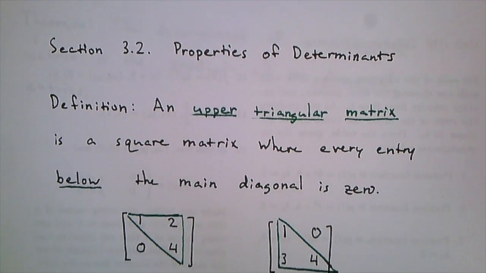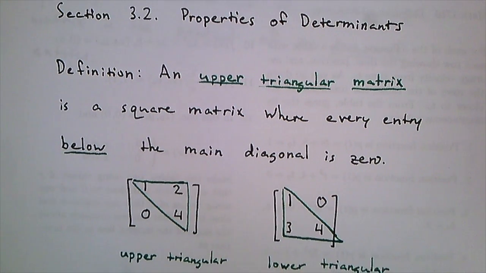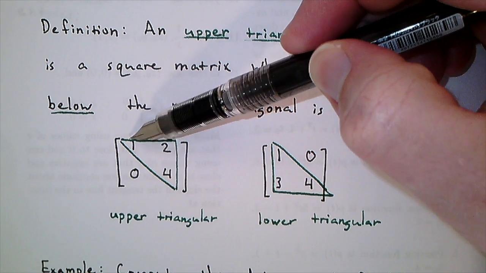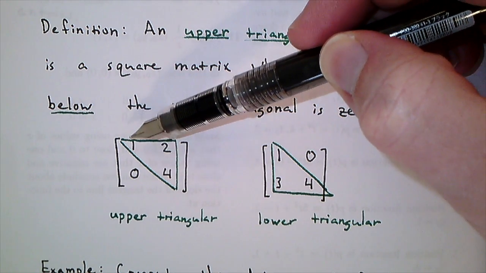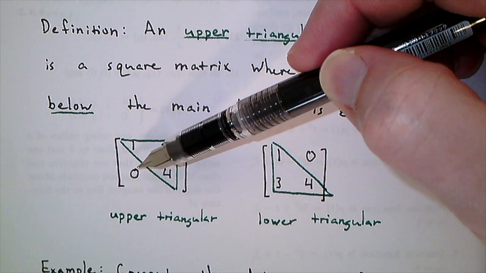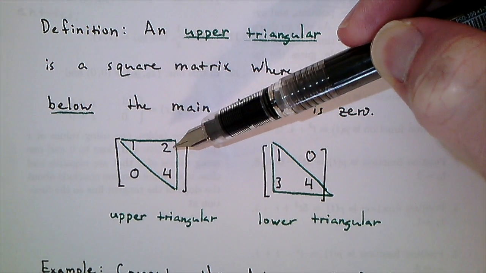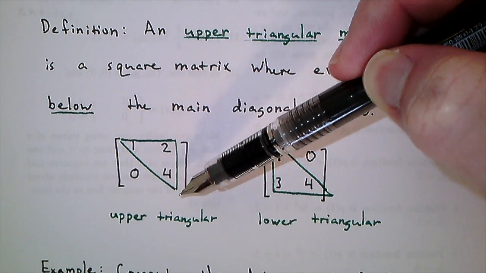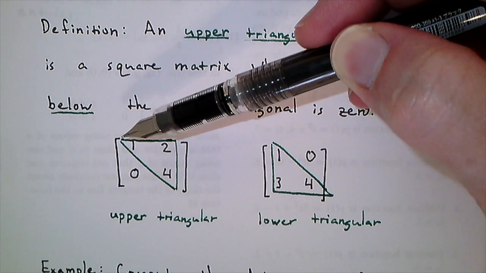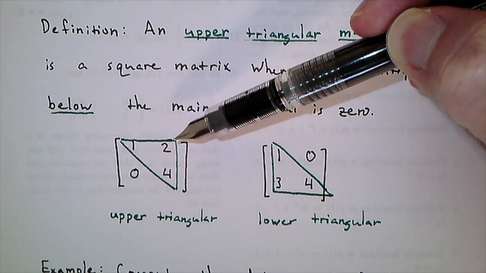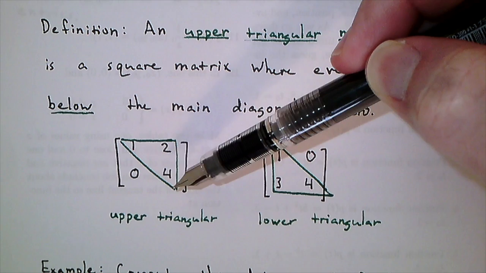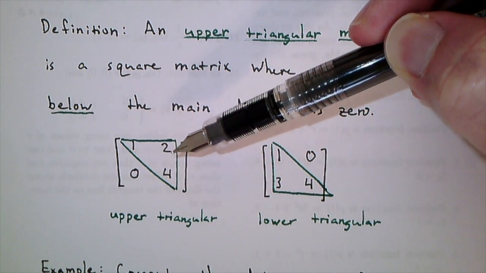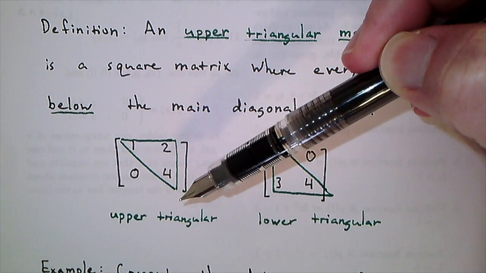And I've drawn an example here along with a triangle. So these are 2 by 2 matrices. And notice the diagonal is here, 1 and 4. Below the diagonal, we have a 0, and above the diagonal, we have some other number, in this case, a 2. So the matrix makes this diagonal shape, where the shape is a triangle, and it's on the upper half of the matrix, or the upper right of the matrix. And that's where this name comes from, upper triangular.